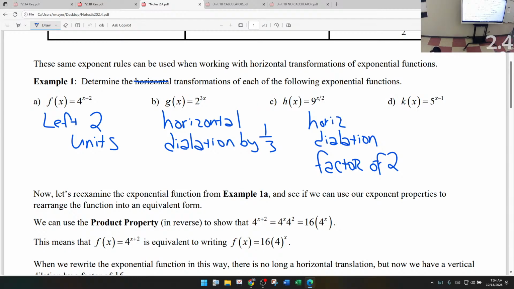And then D should be fairly easy. We're going to shift that thing to the right 1 unit. Horizontal translation right 1 unit. Easy peasy. Exponential growth, exponential growth, exponential growth, exponential growth. All 3 of those are exponential growths. So they start this way and look this way. You will not be able to tell the difference in B and C.